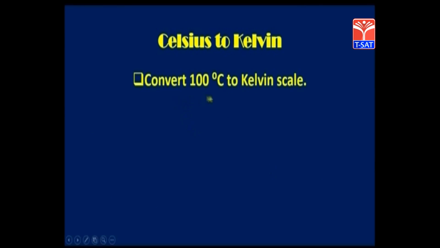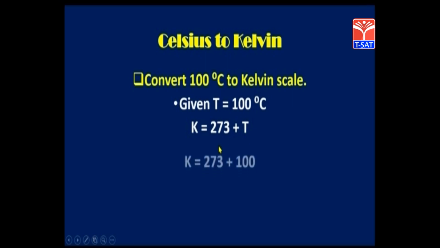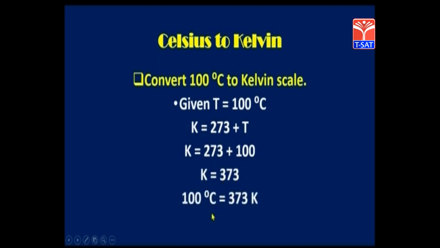Convert 100 degrees Celsius to Kelvin scale. We have been given that T is equal to 100 degrees centigrade, and we know K is equal to 273 plus T. So what do we do here, children? Yes, just add 100 to 273. So K is equal to 273 plus 100, which gives K is equal to 373. Or 100 degrees Celsius is equal to 373 Kelvin.